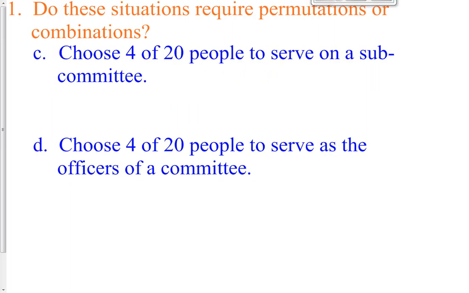Letter C, if you choose 4 of 20 people to serve on a subcommittee. Now on a committee, especially a subcommittee, they all have the exact same role. They're all making decisions on behalf of a group. Not one voice is more powerful than another. If it's a subcommittee, it doesn't matter if you're the first person chosen on that group or the third person or the fourth person. You all have the same role. So the order doesn't matter. It's going to be a combination.